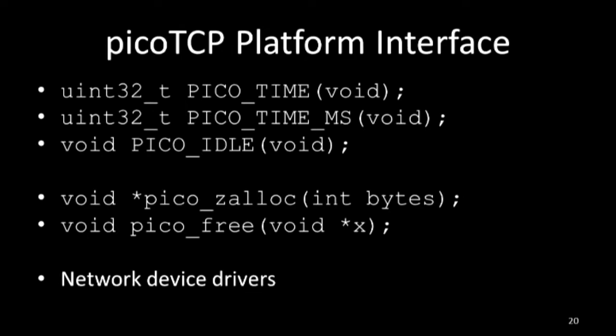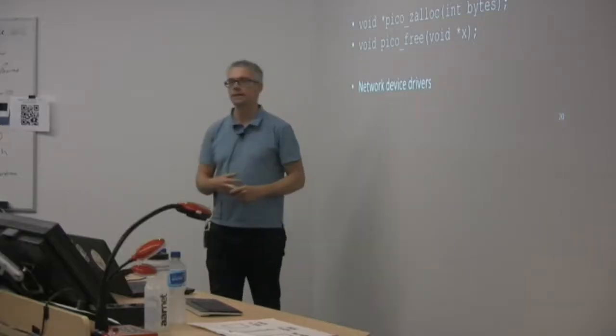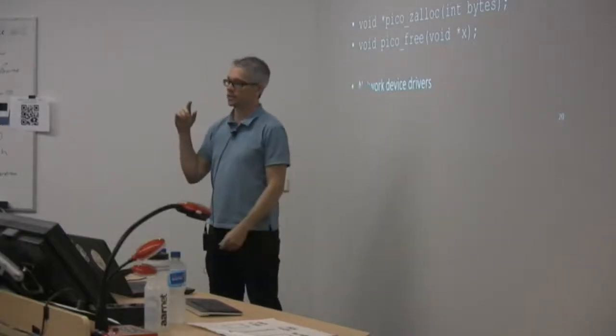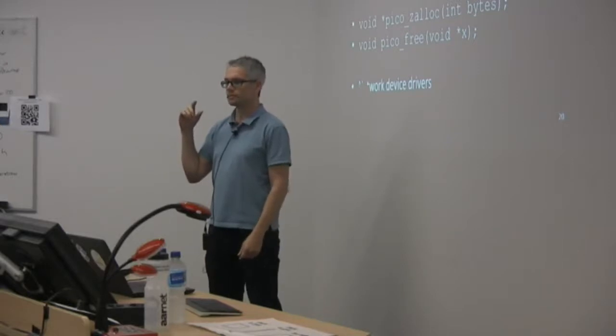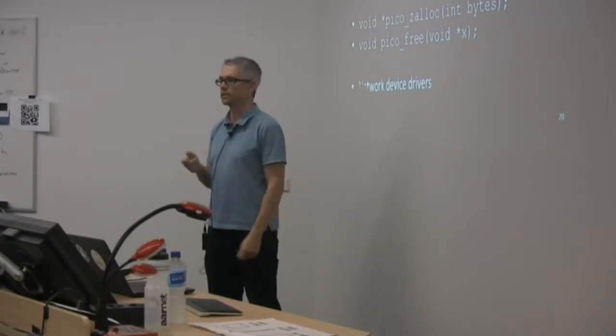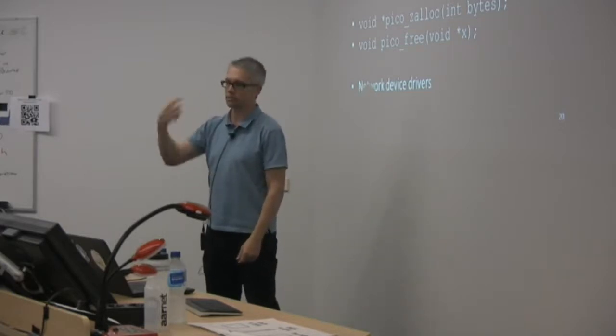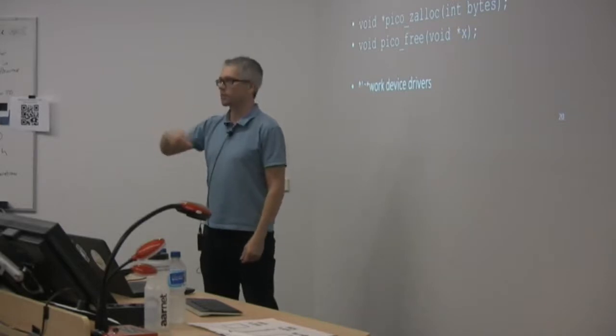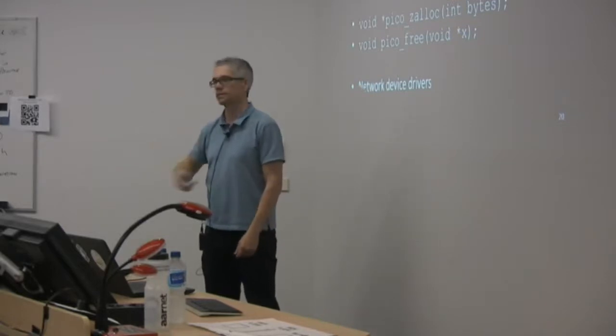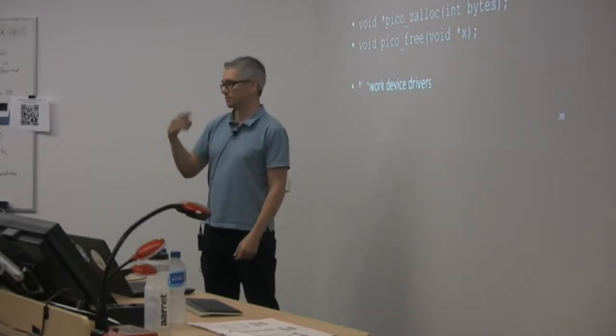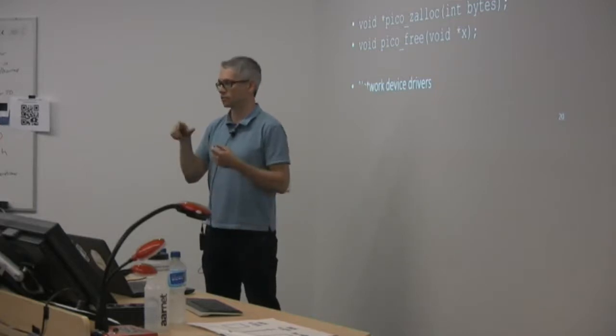There is a Pico idle function. The point of that is that the default way of running Pico TCP is that there's a main server loop. So you would just call that main server loop and it will just go around and around and around, handle incoming packets, send outgoing packets, and if you needed to interact with that stack, it all works through callback functions.